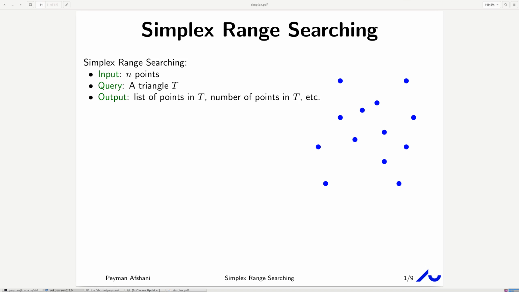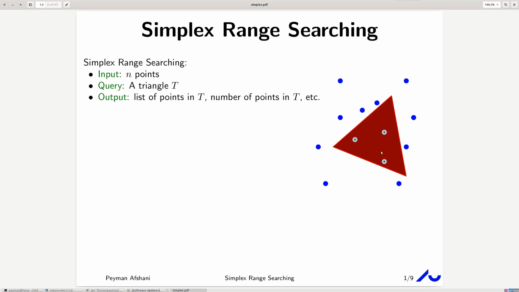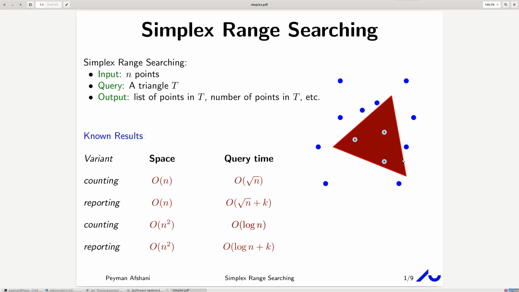So you can even find the point with the maximum weight if there are weights assigned to the points, and so on. So for example, if your query is like this, the answer could be 3 or the list of those 3 points, etc. I will go over the known results. So these are the best known results for this problem.